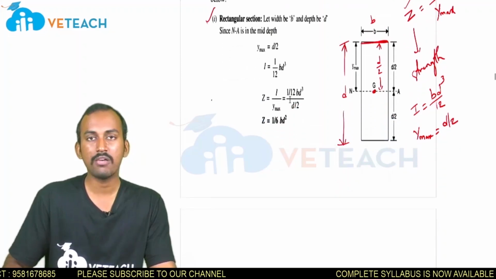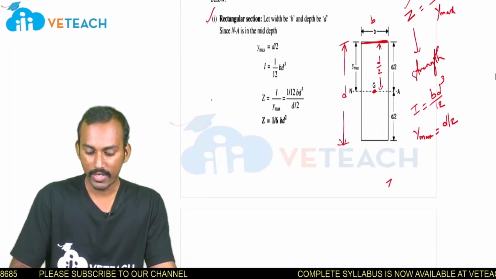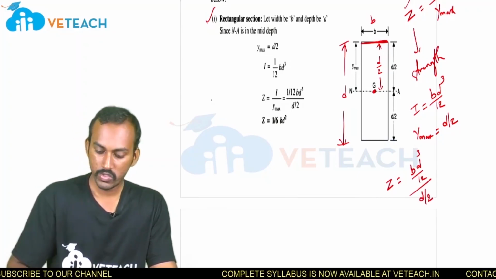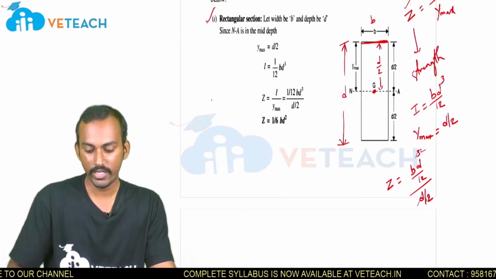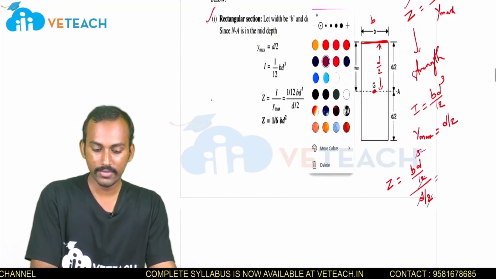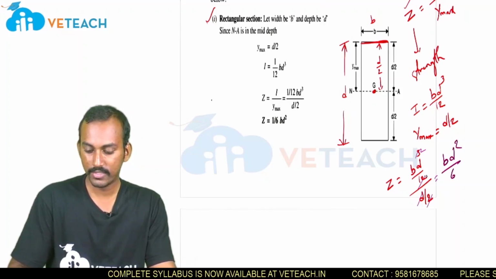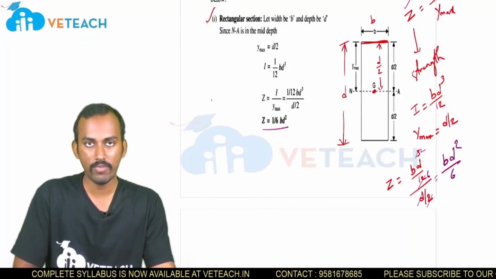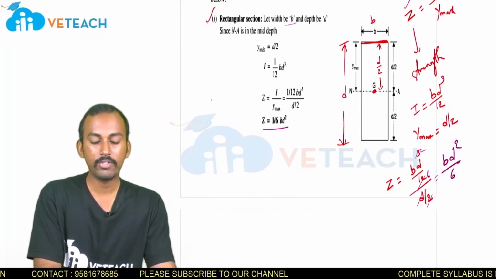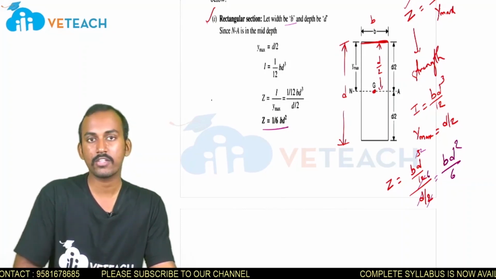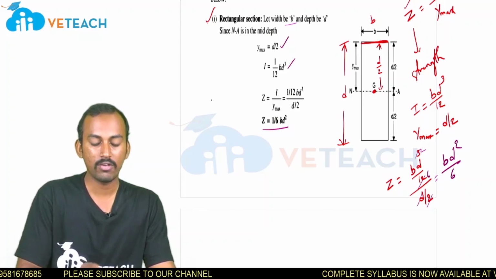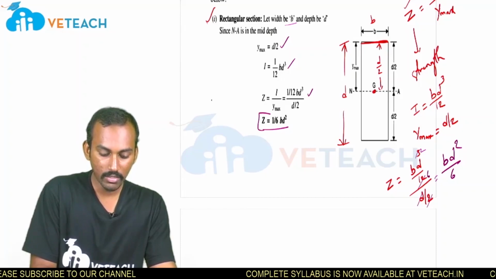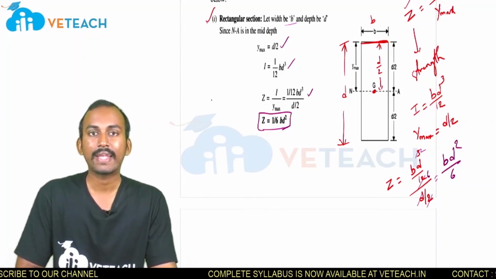Once you know the values of I and Y maximum, it is very easy to calculate the Z value. BD cube by 12 divided by D by 2. One D gets cancelled, it's BD square, and then 2 times 6 is 12, so it is BD square by 6. So 1 by 6 BD square is the Z value. Here B is the width of the section, D is the depth of the section. Y max is equal to D by 2, I is equal to 1 by 12 BD cube. So I by Y will give you 1 by 6 BD square. This is the formula for section modulus of a rectangular section.